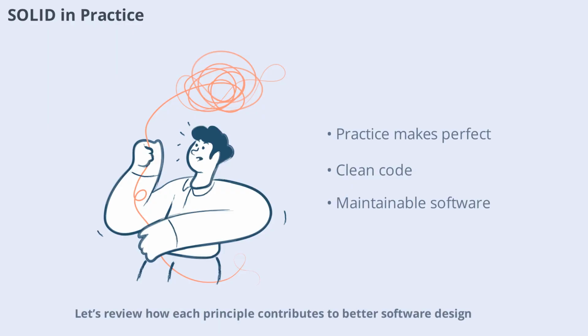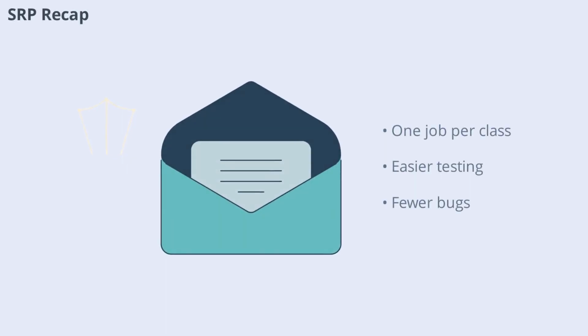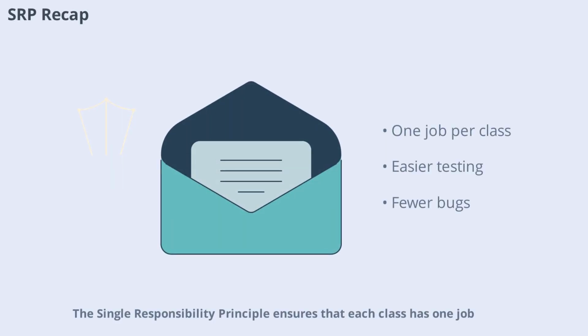Let's review how each principle contributes to better software design. The single responsibility principle ensures that each class has one job. This isolation of responsibilities makes your code easier to test, debug, and extend. When changes are needed, you know exactly where to make them, reducing the risk of unintended side effects.